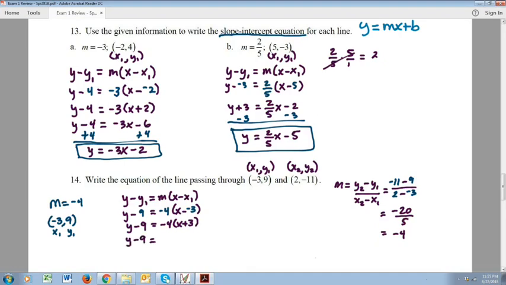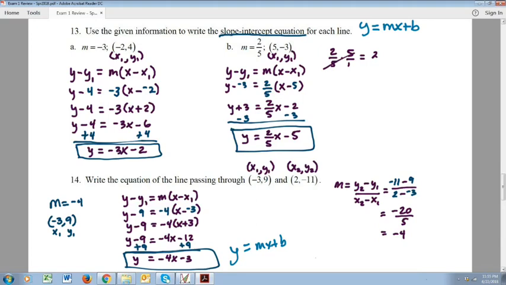And now I can distribute. On the right side, we get negative 4x minus 12, right? Negative 4 times 3 is negative 12. And then finally, we need to add 9 to both sides. And we get y equals negative 4x minus 3, which is what we call the slope-intercept form. That's the y equals mx plus b form.